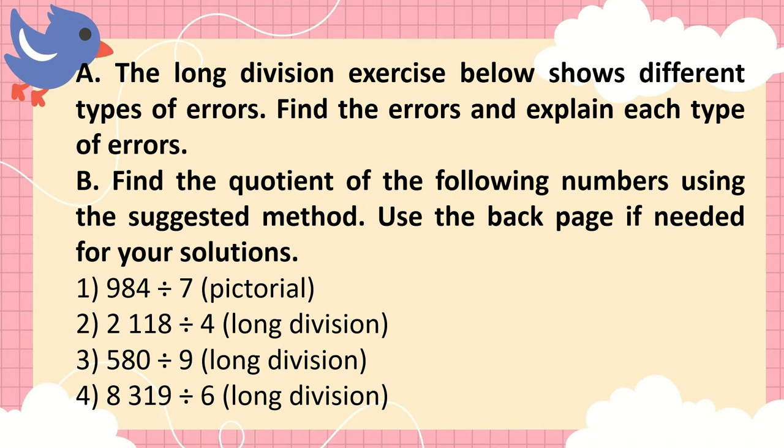The long division exercise below shows different types of errors. Find the errors and explain each type of error. Find the quotient of the following numbers using the suggested method. Use the back page if needed for your solutions. Number 1, 984 divided by 7. 2, 2,118 divided by 4. 3, 580 divided by 9. 4, 8,319 divided by 6.